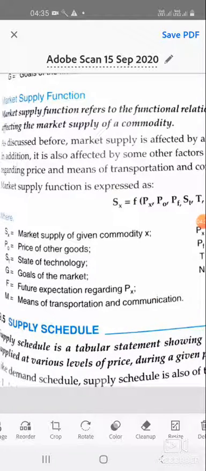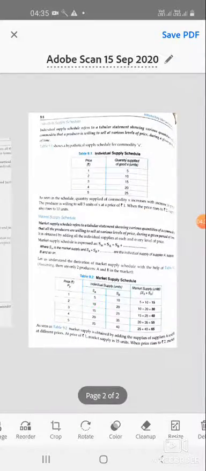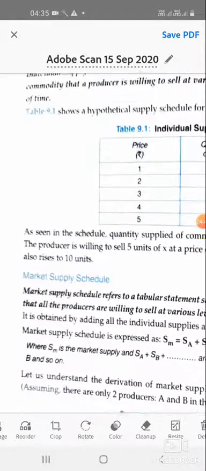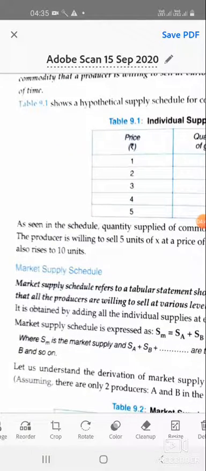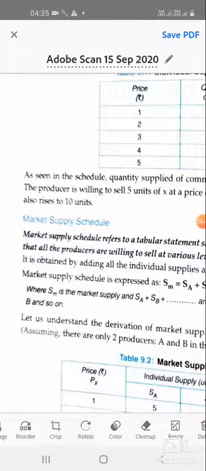Now let us discuss the market supply schedule. Market supply schedule is also a tabular statement which shows the quantity supplied by many firms in a market. In the individual schedule, we were considering only one firm in the market. In the market supply schedule, altogether all the firms in the market, whatever they are supplying, is called the market supply schedule.